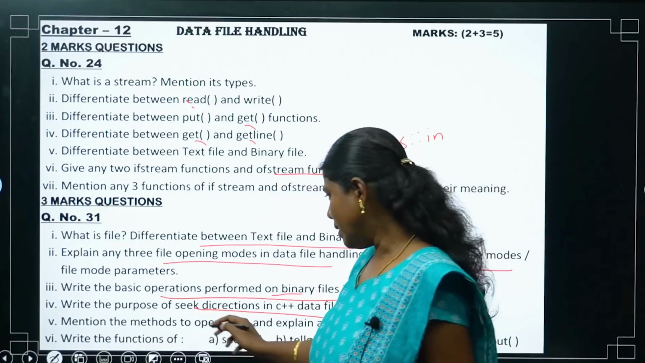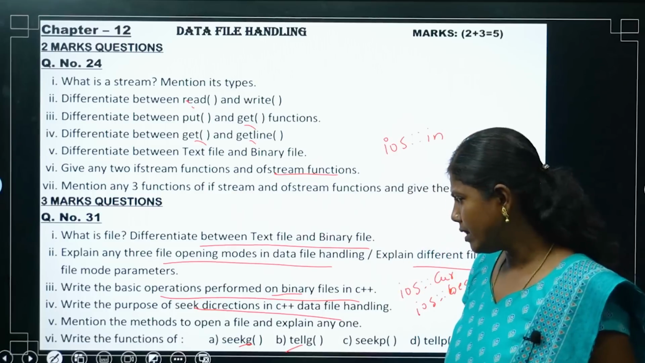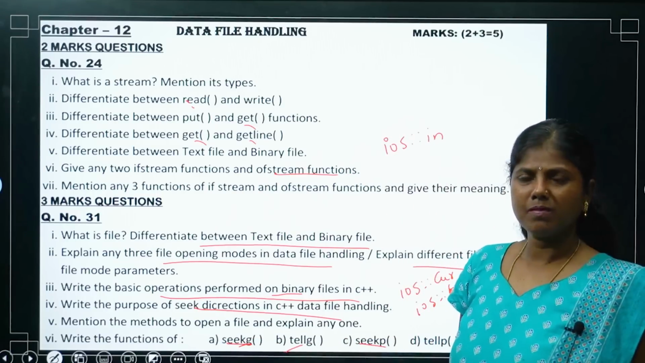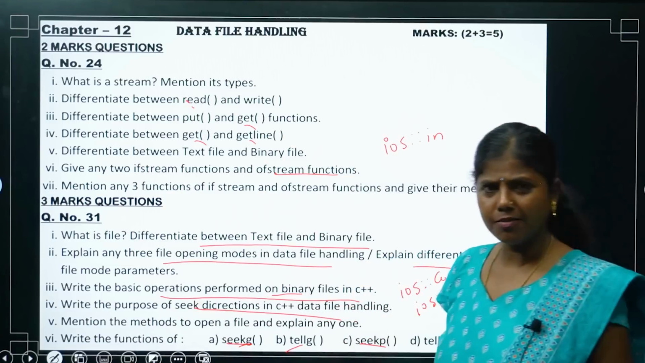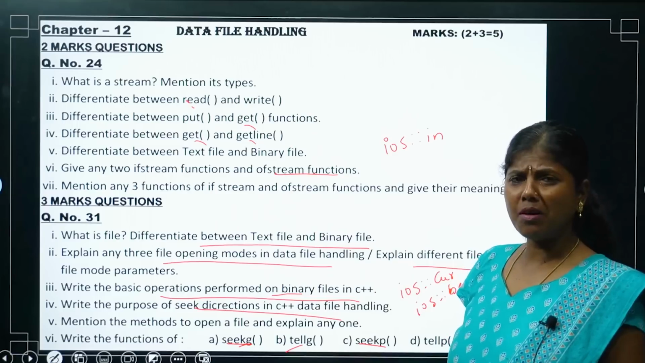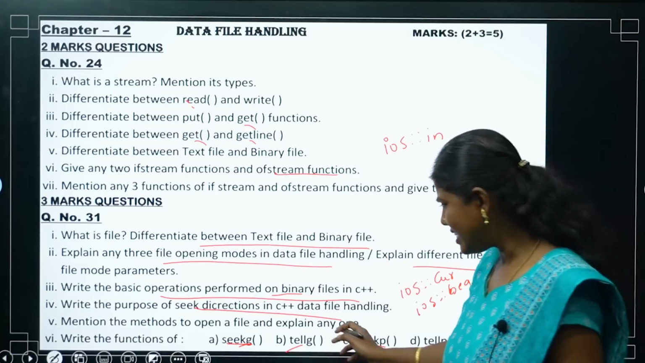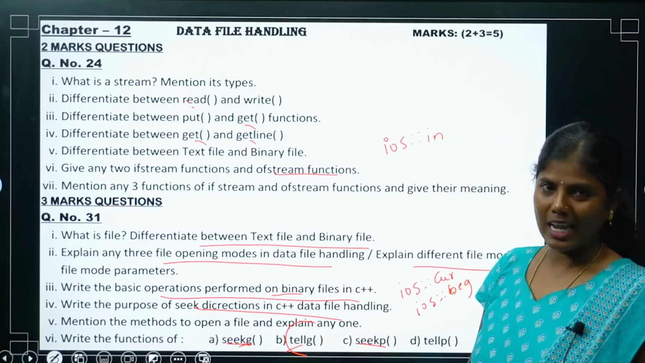Mention the methods to open a file and explain any one: the constructor method or using the open function method. So seekg and seekp: that means seek the get pointer and put pointer to your desired location. Tellg tells where exactly the get pointer is. Tellp tells exactly where the put pointer is present.